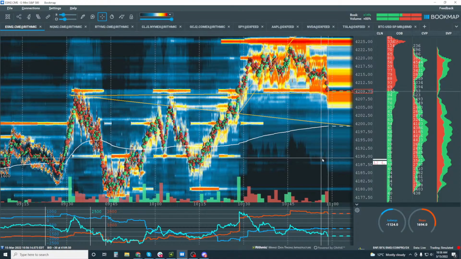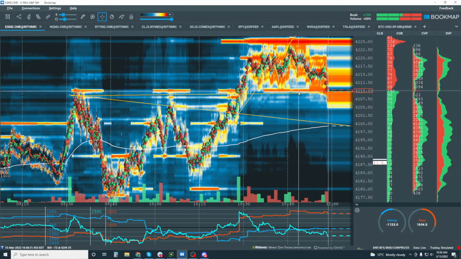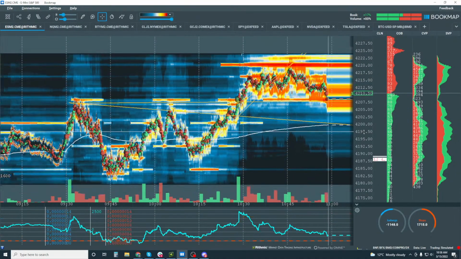All right, guys, so here's our move back down. We talked about this on the higher time frame, a move to test 10. Okay, so here we are at 10.